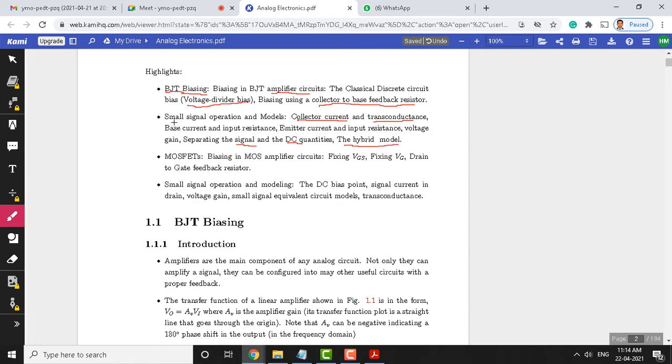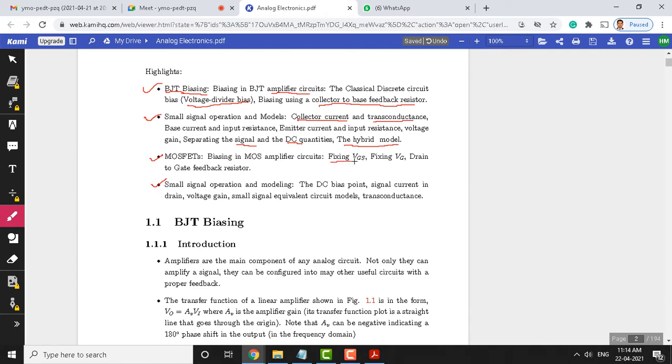These first 2 points highlight the BJT, and the second, third and fourth points highlight the MOSFET. The things we have discussed in BJT will also be covered in MOSFETs. We will start with the biasing in MOS amplifier circuits. Here we have 3 types of biasing, just similar to the BJT.